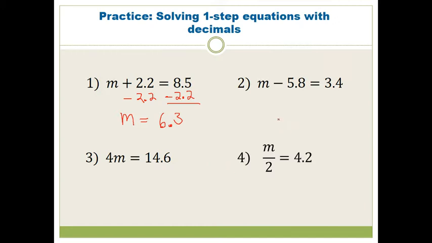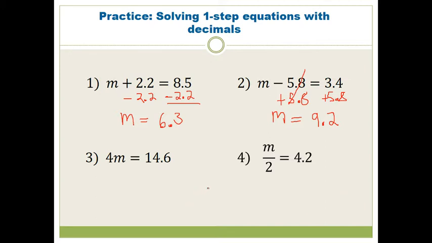All right, so number 2. You should have said, well, what's the opposite of subtract? I see a minus sign and right away you do plus. Do the opposite of what you see being done to the variable, to both sides of the equation to keep the equation balanced. And then this cancels out, and we get that m is equal to 9.2 in this case.